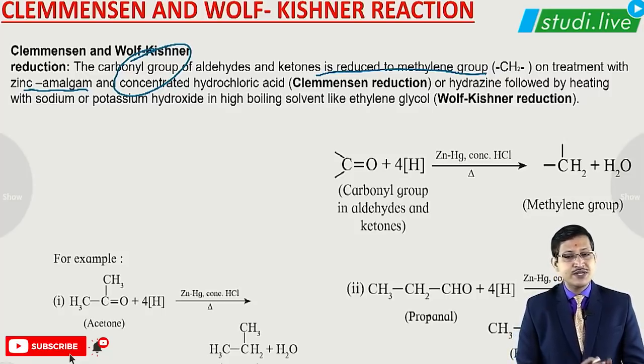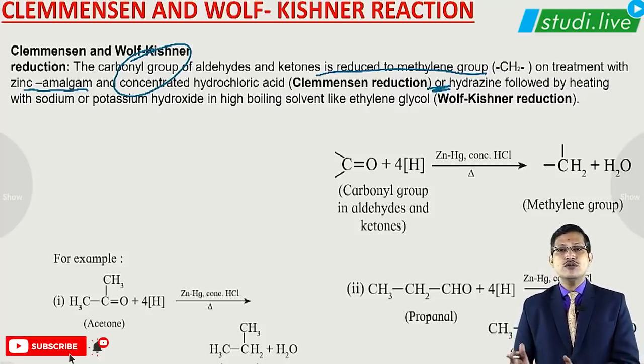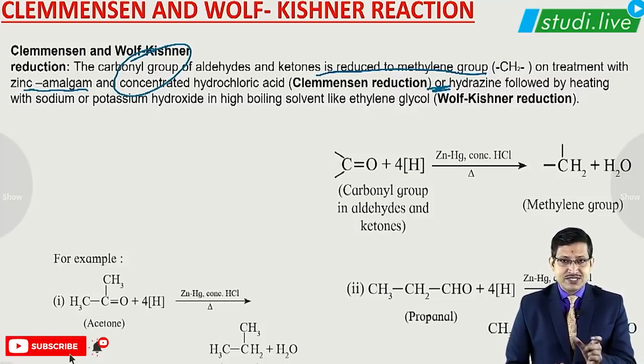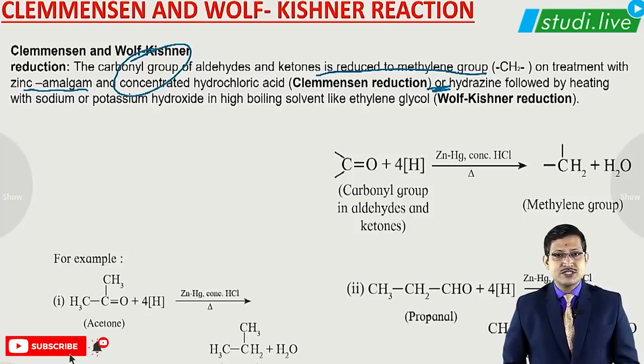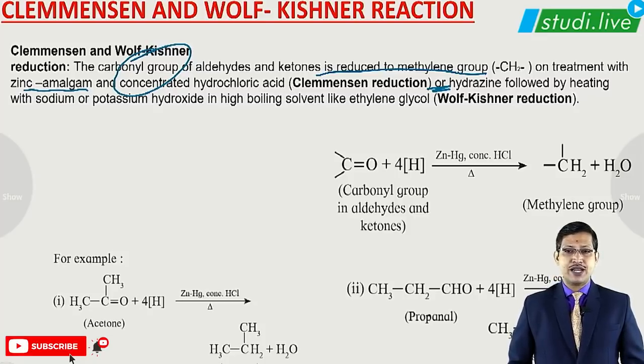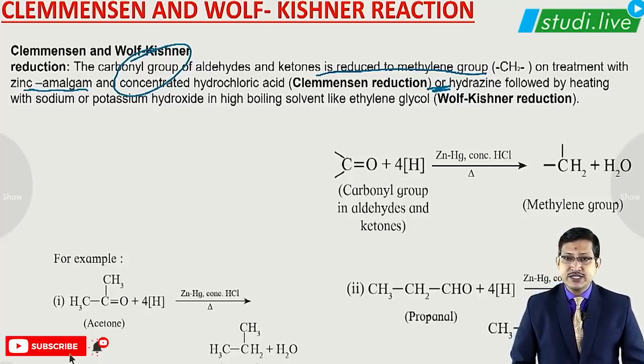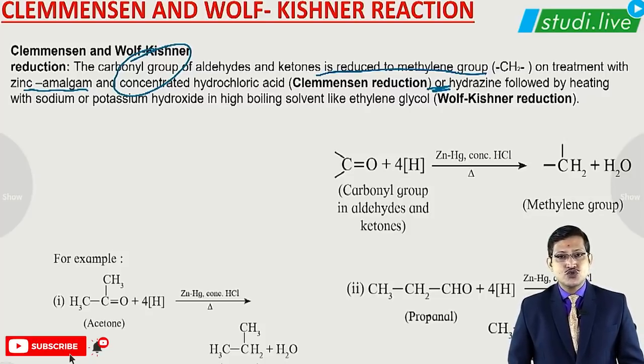Now this is for Clemmensen, and whatever comes after that is for Wolff-Kishner. So for Clemmensen, I'll revise this again. The carbonyl group is going to react with zinc amalgam, and on reaction with zinc amalgam and hydrochloric acid, it will give you a CH2 group. For Wolff-Kishner, what happens? It is the reaction wherein hydrazine reacts, followed by the reaction with sodium hydroxide, and that gives you the final product.